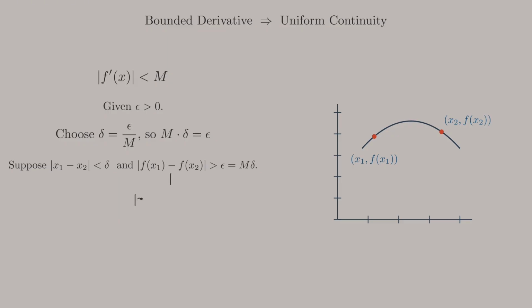But we know from the mean value theorem that the difference in function values must be the difference in x values times the derivative at some intermediate point. But that first term is bounded by delta, and the second term is bounded by big M, so the left-hand side is actually less than big M times delta, which is a contradiction.